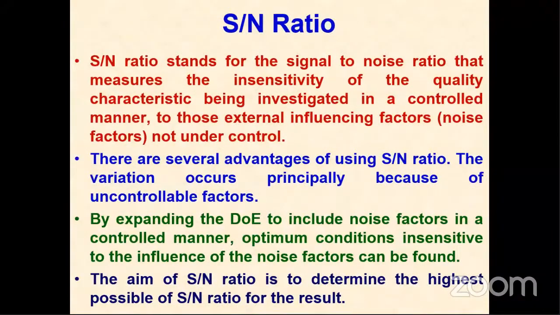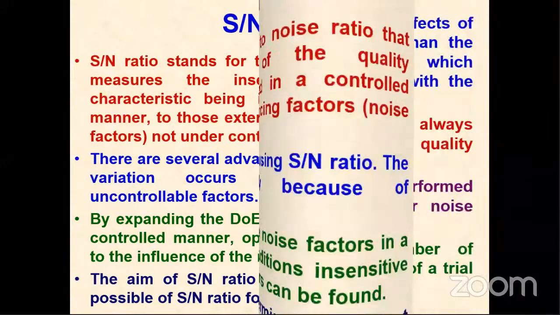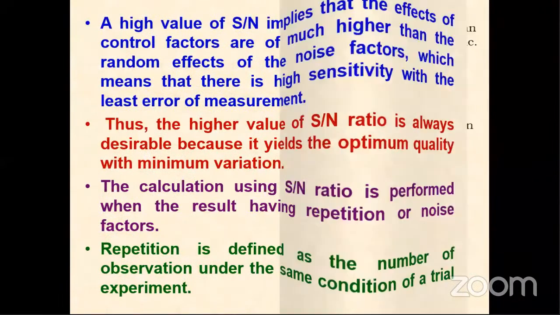So S by N ratio is the signal to noise ratio, which measures the insensitivity of the quality characteristics being investigated. How insensitive the response is, that is also to be seen. Signal should be more, noise should be less. You can see this on your own.